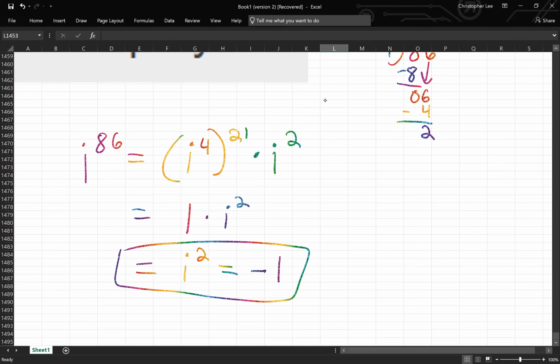So that number right there could be any number. It could be 52, 57, 65. What year is this? 24. All right, it's 2024. Could be anything. All you gotta do is divide by 4, and whatever the remainder is, put that on top of the i, and that's the answer. That's it.